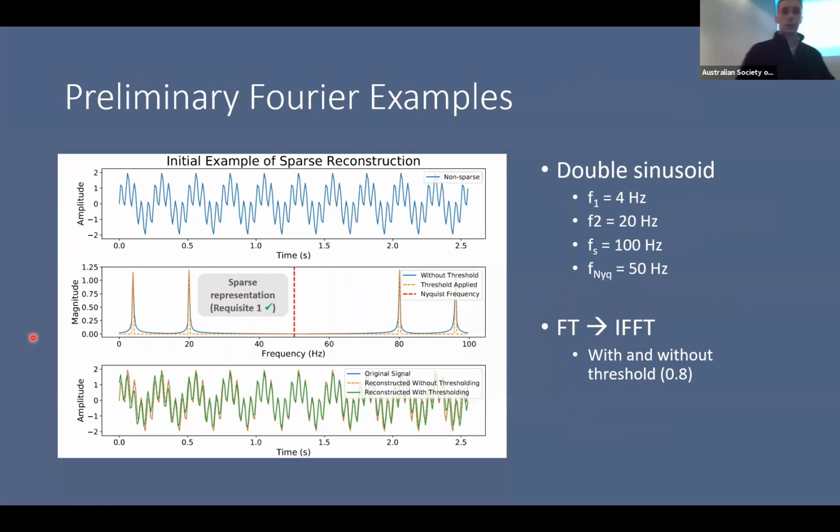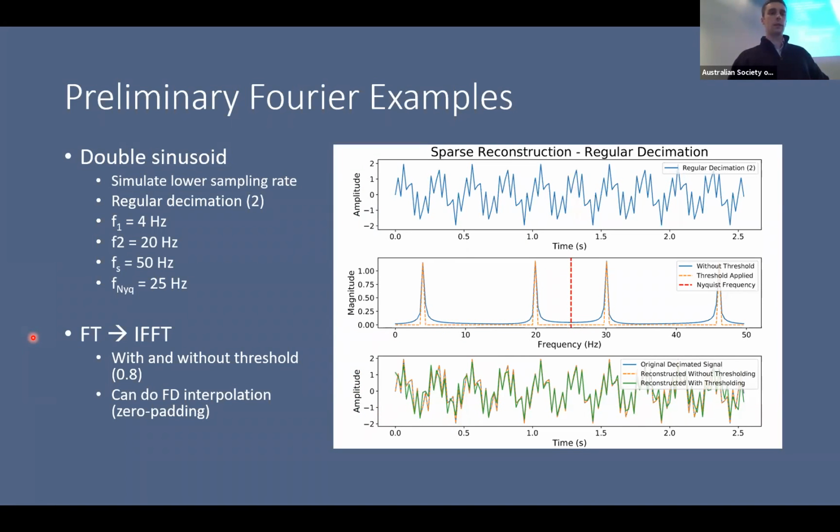So if we have just an initial example of a double sinusoid, a 4 Hertz and a 20 Hertz sinusoid superimposed, sampled at 100 Hertz with a Nyquist frequency of 50 Hertz. We Fourier transform and inverse Fourier transform to reconstruct the signal with and without thresholding. We get a pretty faithful reconstruction with some error introduced by the thresholding. We can see in the middle panel there that there's only 2 peaks basically on either side of the Nyquist frequency. So it's pretty sparse in this domain, right?